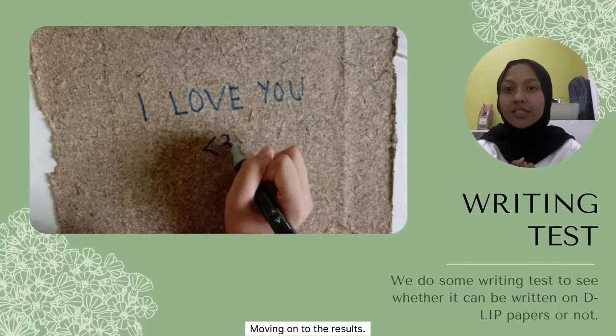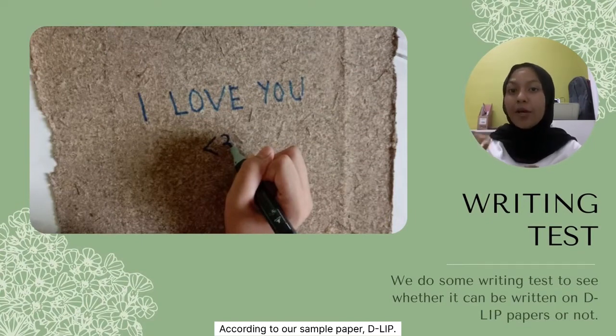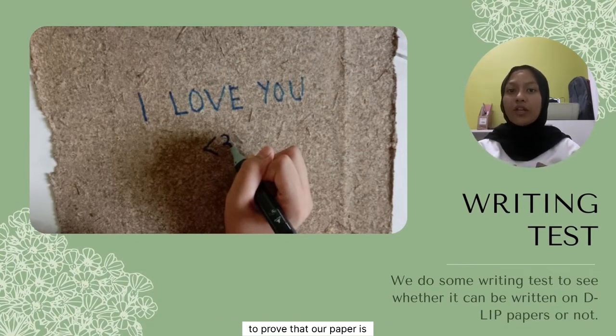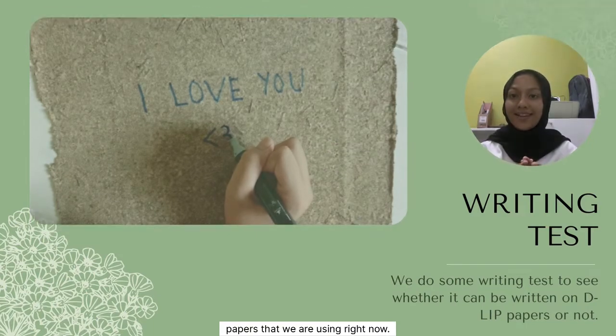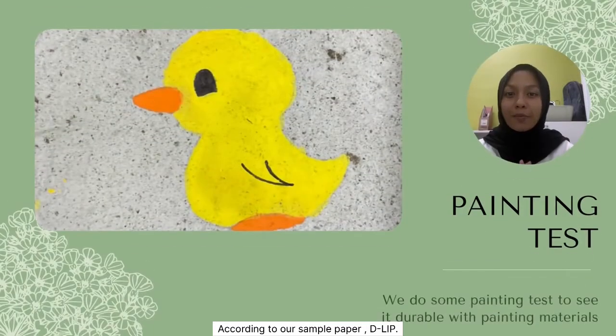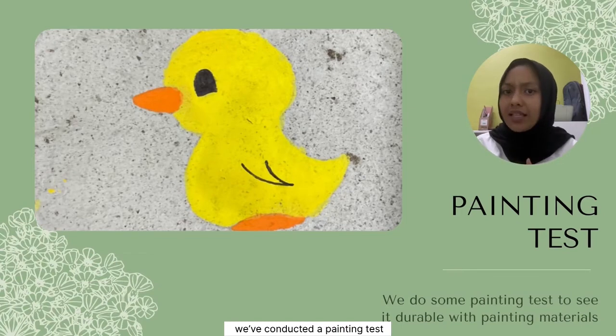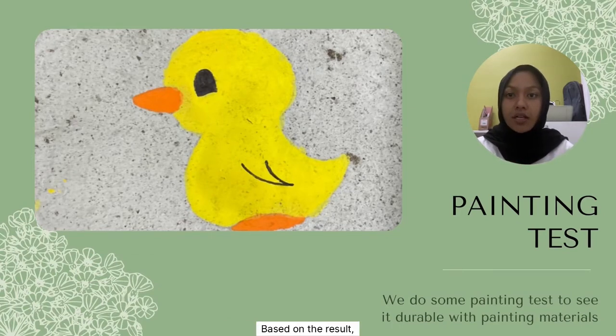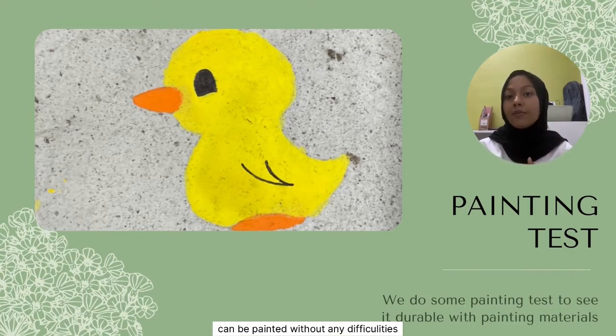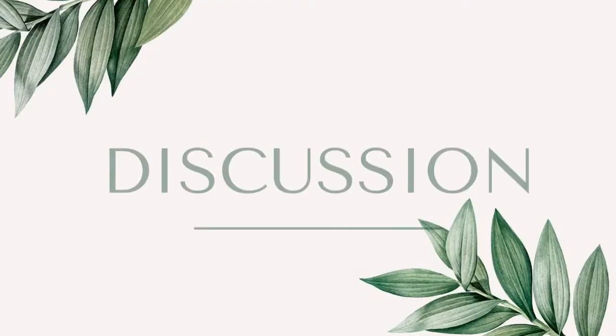Moving on to the results, according to our sample paper, Dilip, we have conducted a writing test to prove that our paper is capable of being written on. Based on the result, it is proven that our paper can be written on just like any other papers that we are using right now. We have also conducted a painting test to prove that our paper suits artists. Based on the result, it is proven that our paper can be painted on without any difficulties.